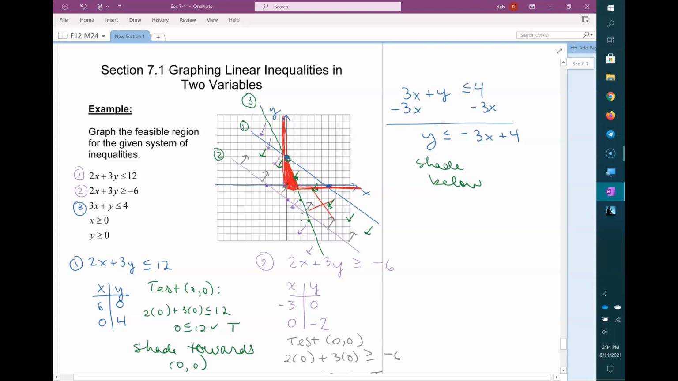And you can use Desmos to check your work. So let's do that really quickly. We're going to look at 2x plus 3y less than or equal to 12, 2x plus 3y greater than or equal to negative 6, 3x plus y less than or equal to 4, and then positive x and y. So I'm going to go over to Desmos.